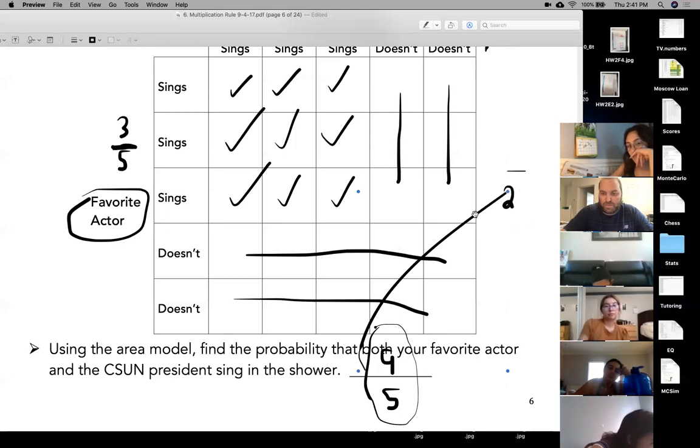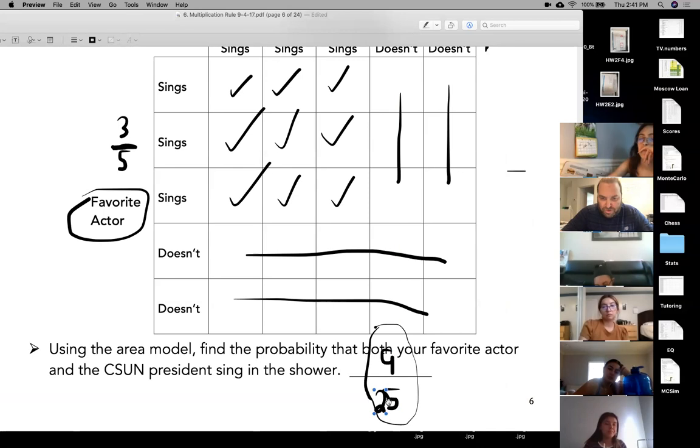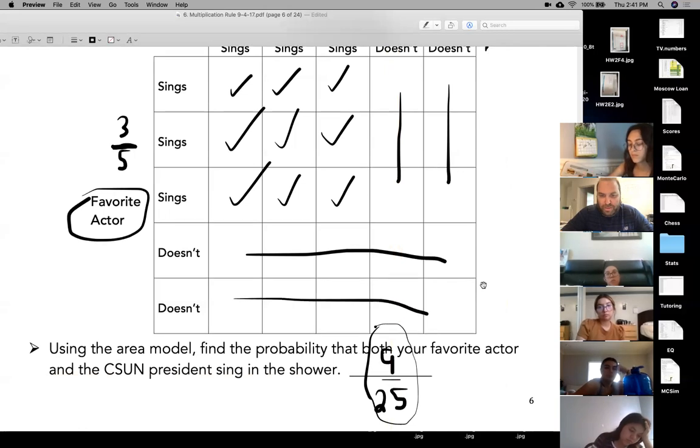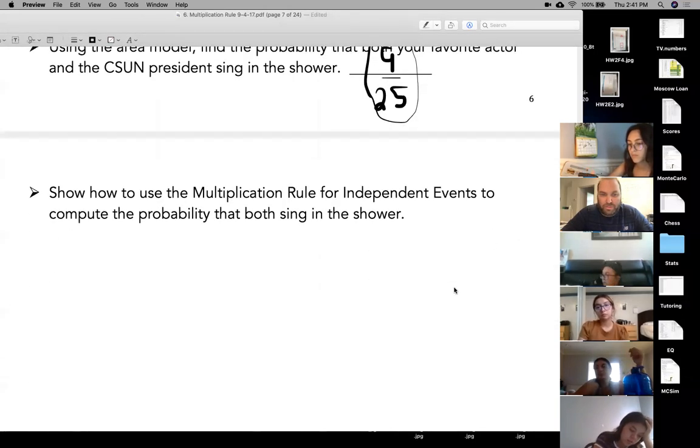Ah, this is so annoying. There's got to be an easy way to do this. Okay. All right. With me?